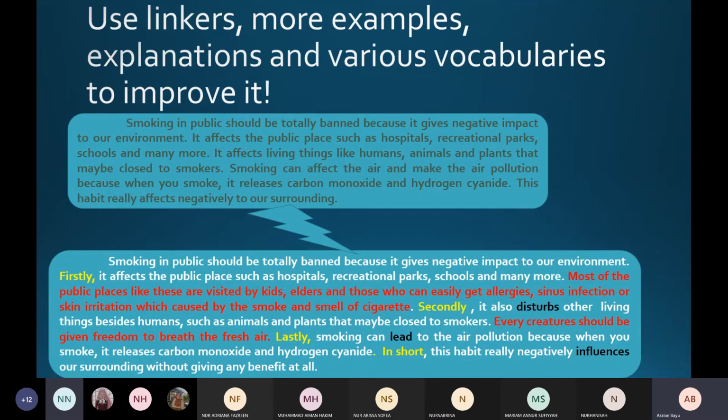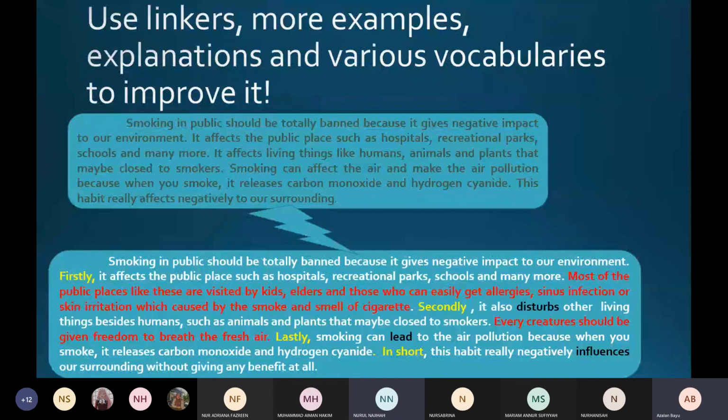Najihah. Okay, Najihah, can you try read your paragraph? Saya tukar sikit je. Tak apa, I nak dengar je. In public should be totally banned because it has a negative impact to our environment. It affects the public area such as hospitals, recreational parks, schools, and many more. It also will affect living things like humans, animals, plants that may be close to the smoker.